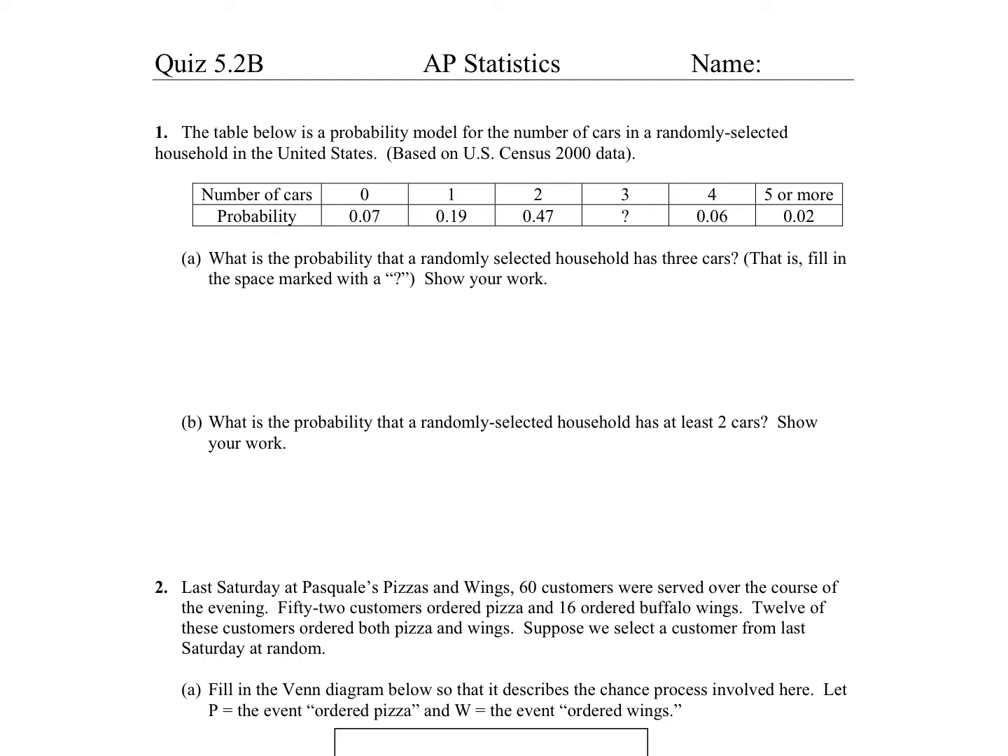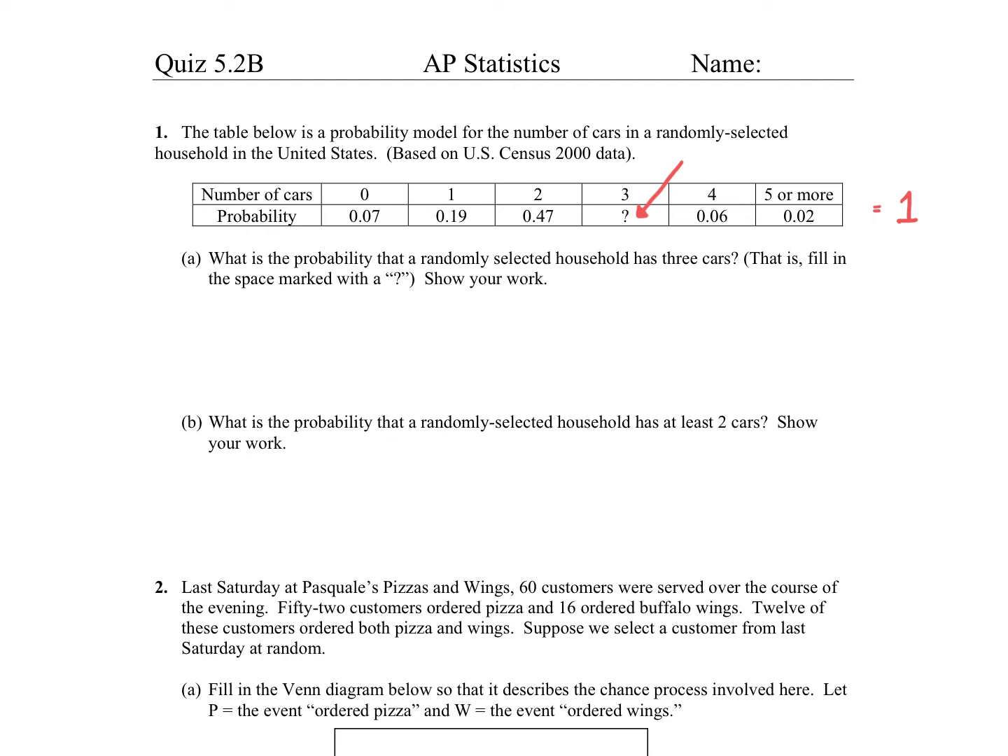All right, so here we go. Number one, the table below is a probability model for the number of cars in a randomly selected household in the United States. Part A, what is the probability a randomly selected household has 3 cars? We are literally looking for the missing value. Remember that this whole thing has to equal 1 or 100% to be a legitimate probability table.